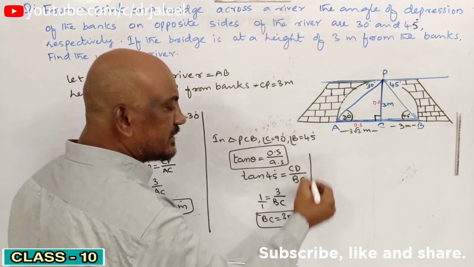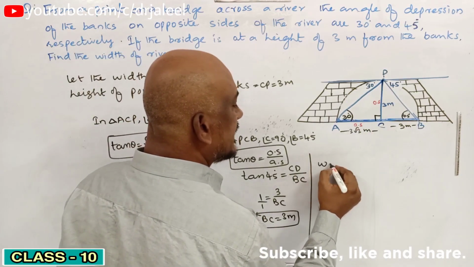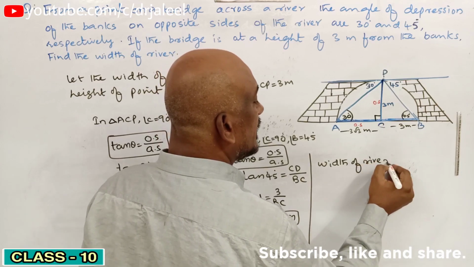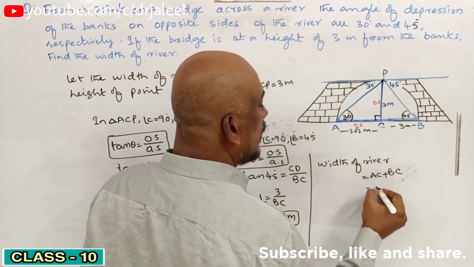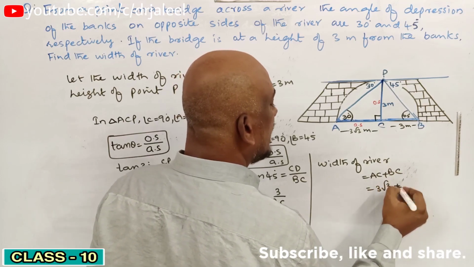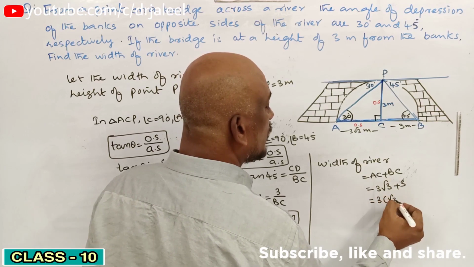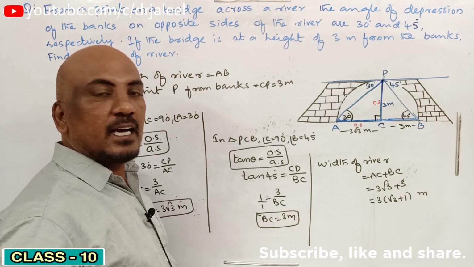Now can you give the width of the river? Yes, you can easily give the width of the river. Let us write: width of the river is equal to AC plus BC. How much is AC? 3 root 3. And how much is BC? 3. So if you take 3 common, it is 3 times root 3 plus 1 meters. This is the width of the river.